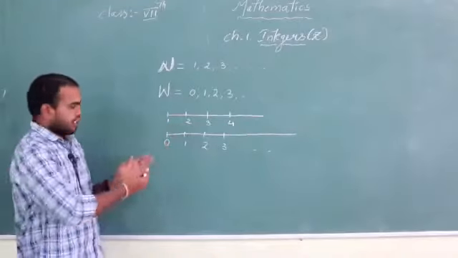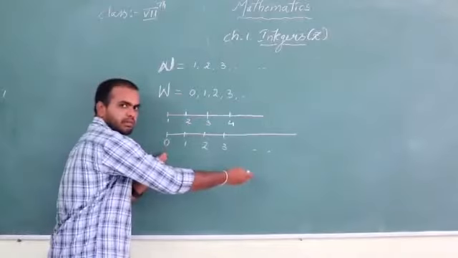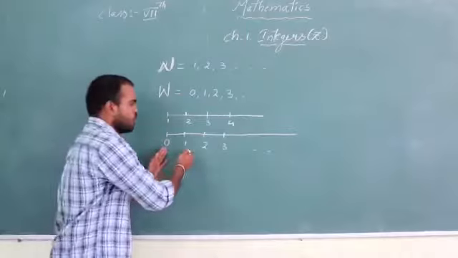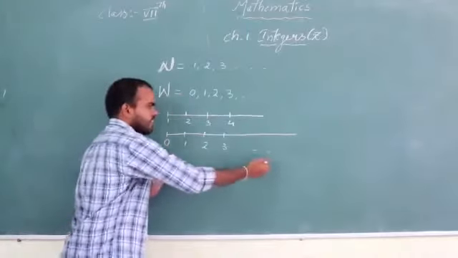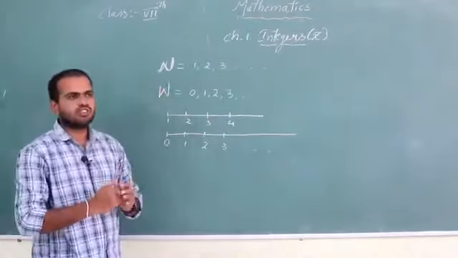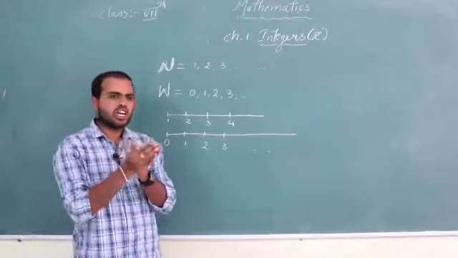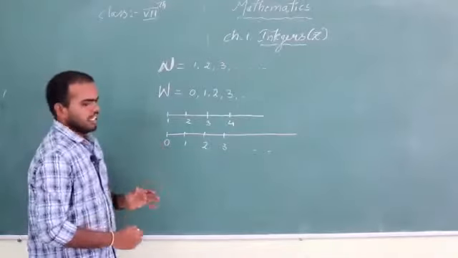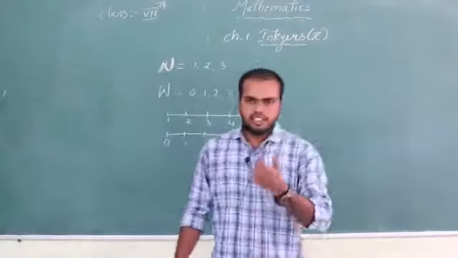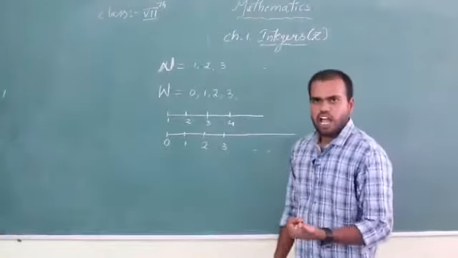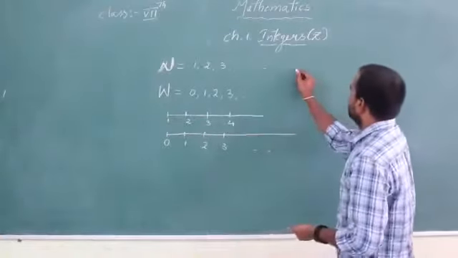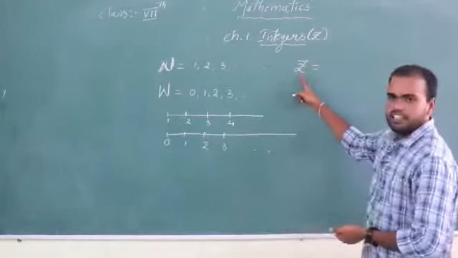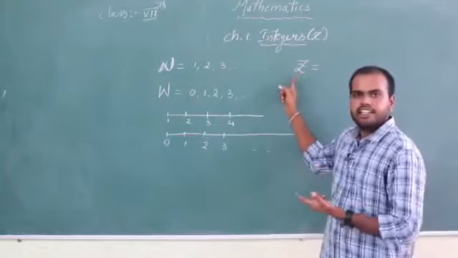Now, whatever numbers are on the right side of 0, these are all positive numbers. There are also numbers on the left side of 0. Including the natural numbers, 0 and the negative numbers, we call these integers. We use the capital letter Z to indicate the integers.